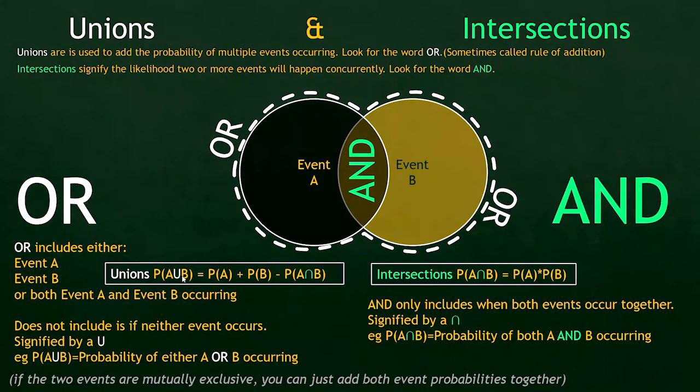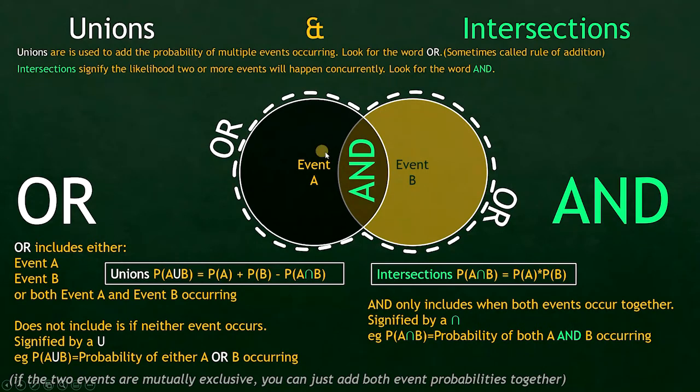And so we've got this formula right here. The union of A or B equals the probability of A plus the probability of B minus the probability of A and B. So you're probably thinking to yourself, why do we have to add up the probability of event A and the probability of event B, but then we subtract the intersection?